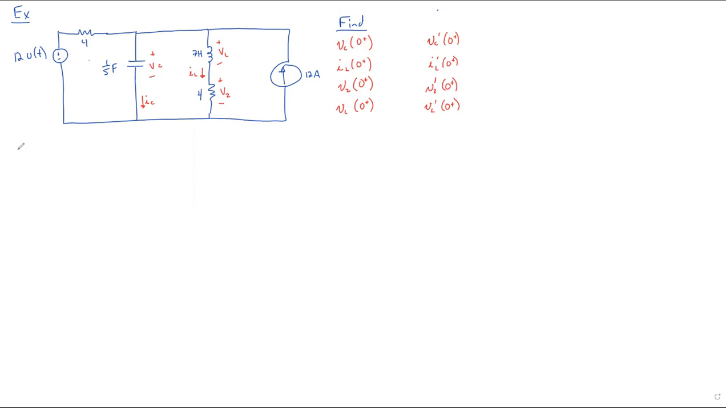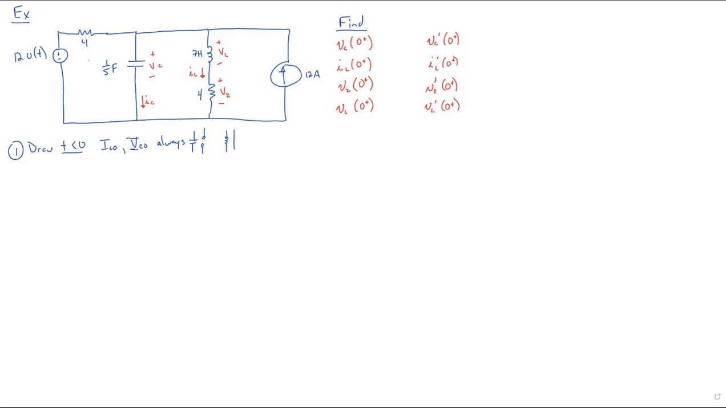So to find these, using the method we discussed in the last video segment, you begin by drawing it for time less than 0. And the goal is to find the current through the inductor and the voltage across the capacitor always. And remember, in those regions, there are no U of T's, there are no switches, and capacitors and inductors go to their steady state equivalents. So capacitors go to opens and inductors to shorts.